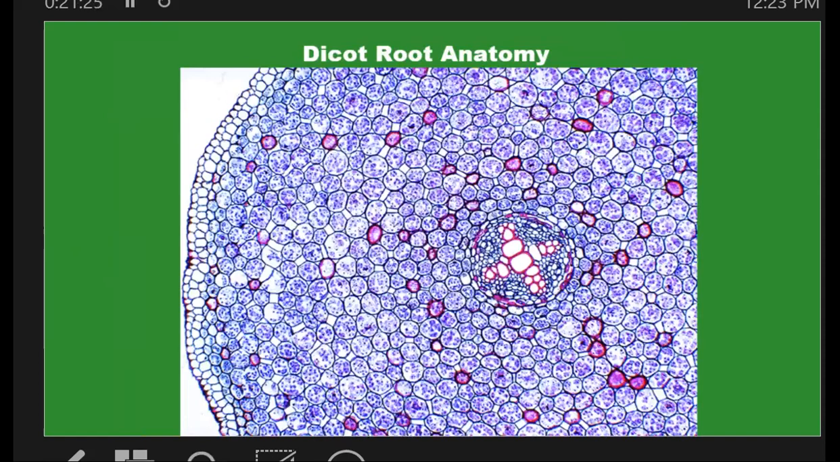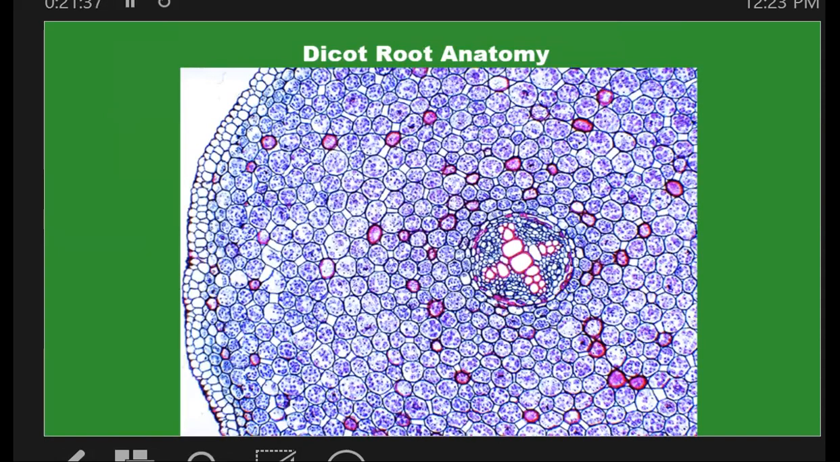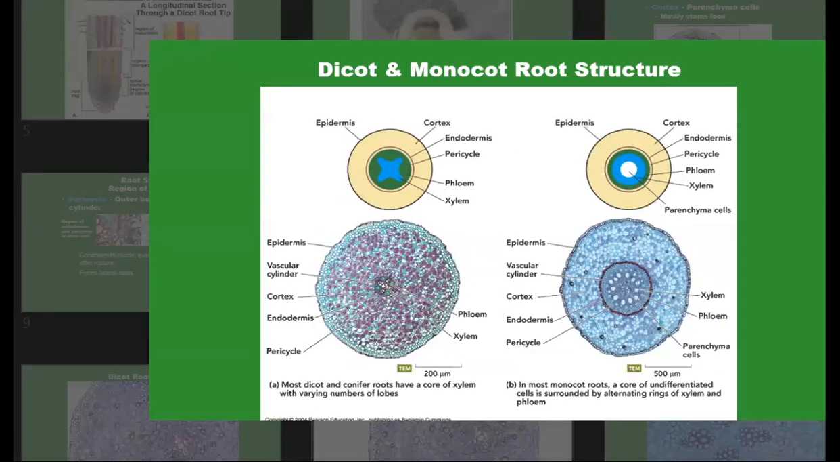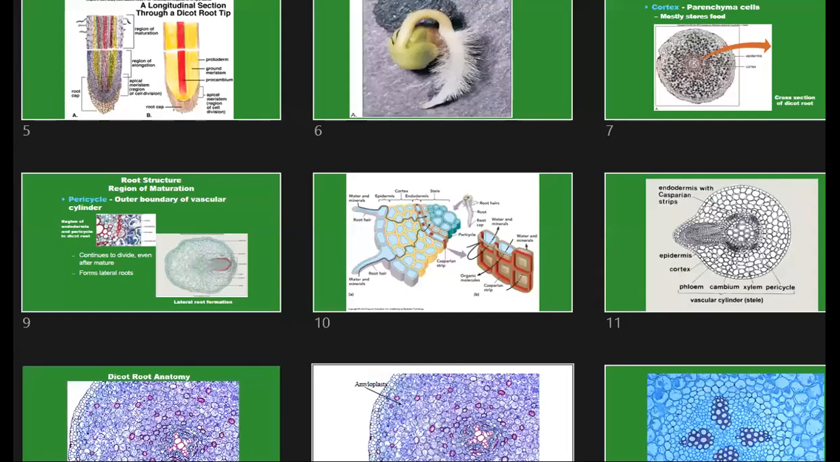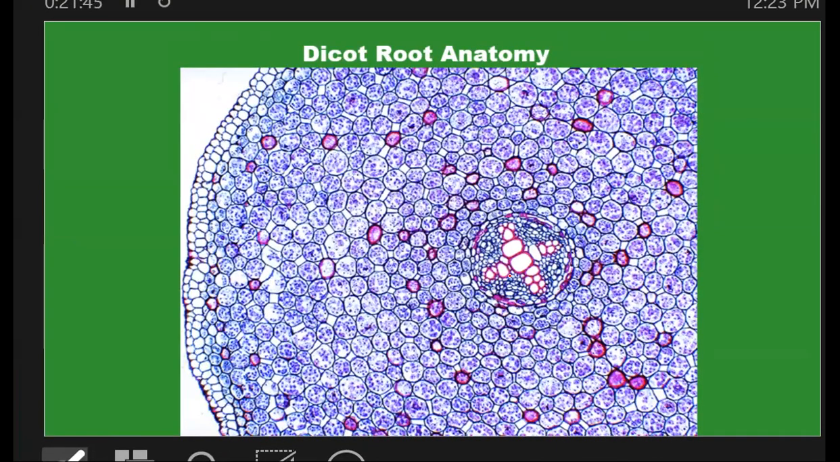So here's an actual dicot root. Again, the xylem pops nicely red in that nice plus configuration. And then the phloem is in the four corners. So the phloem is, I can't really see it, I suppose. It's hard to see my laser or my pen.